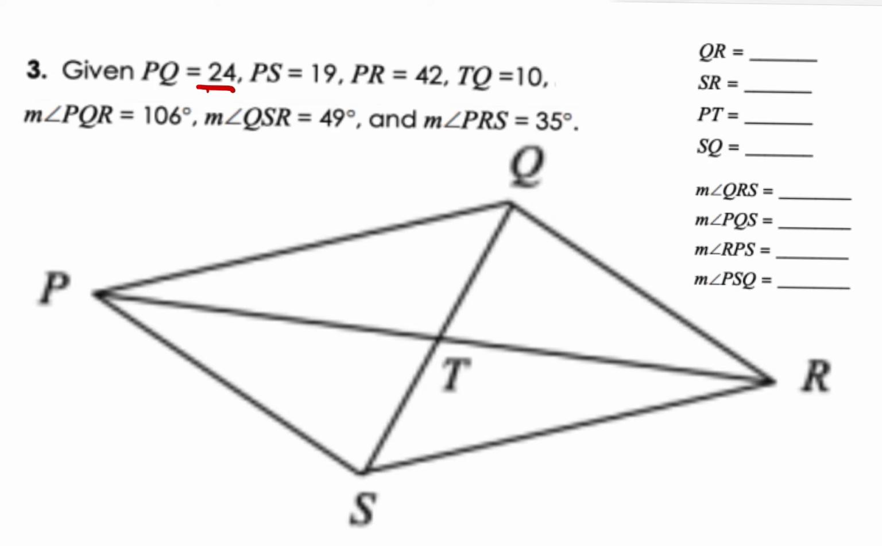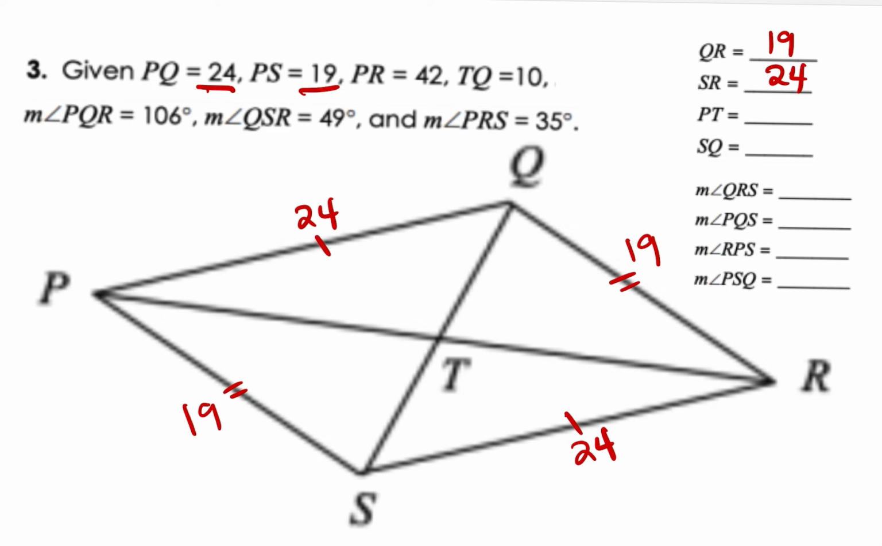PQ is 24. The properties of a parallelogram state that opposite sides are congruent. So if PQ is 24, therefore SR is also 24. The second given is PS is 19, and so therefore its opposite side will also be 19.